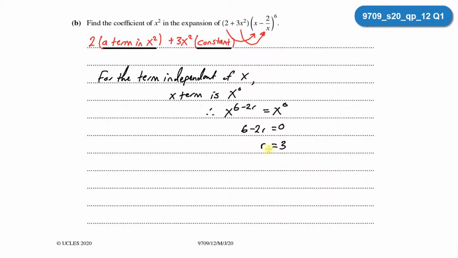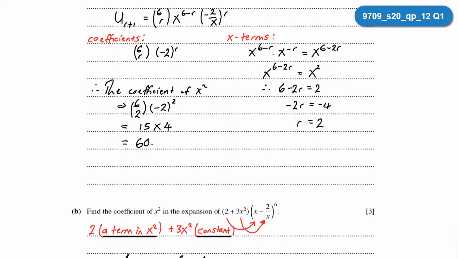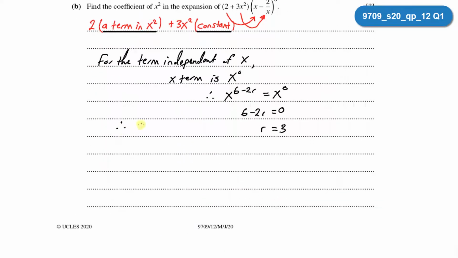So we now have r equal to 3, which therefore means the term independent of x is going to be, using the formula for the coefficients, 6 choose r and minus 2 to the power of r. So it's 6 choose 3 and minus 2 to the power of 3. That's the coefficient, and that's the term independent of x. This gives us 6 choose 3 is 20, and this times minus 2 to the power of 3, that's minus 8. And this gives us minus 160. So we now know the term independent of x here to be minus 160.